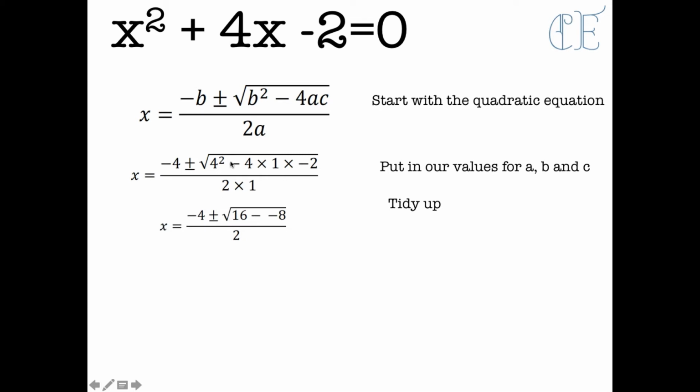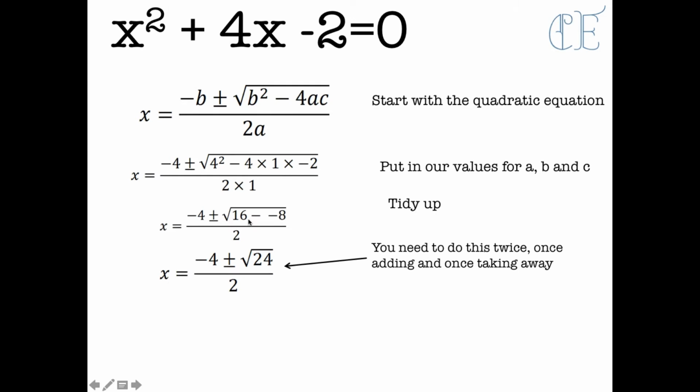Then I start to tidy it up. The first thing I did was inside the square root sign. I did 4 squared, which gave me 16. And then I did minus 4 times 1 times minus 2. Minus 4 times 1 is minus 4. And minus 4 times minus 2 is a positive 8. So this 16 minus minus 8 becomes 16 plus 8. So now we can write that like this. We have the minus 4 on the end, and then inside our square root we have the 16 plus the 8, which gives us 24.